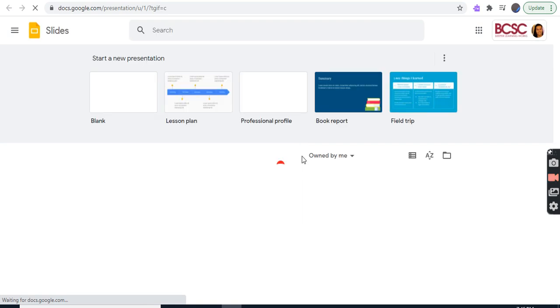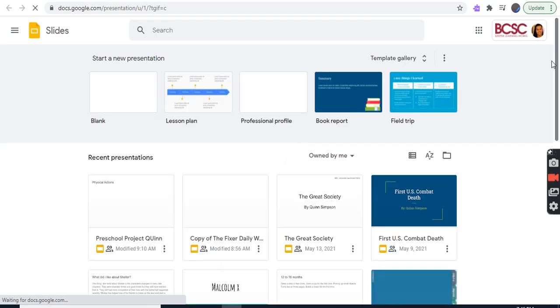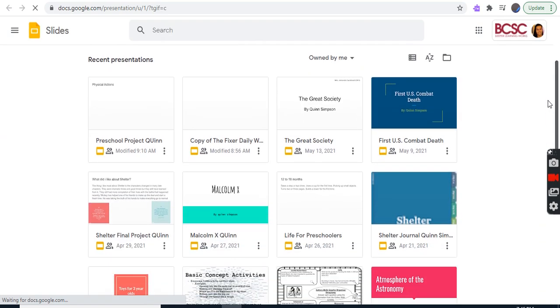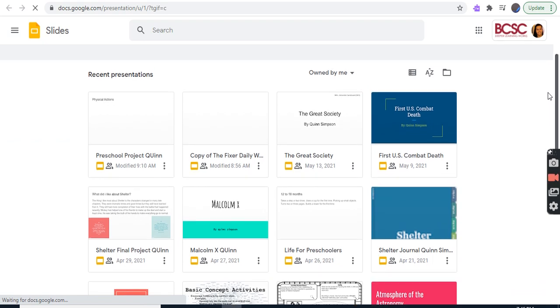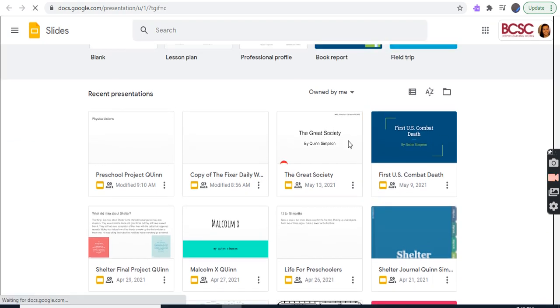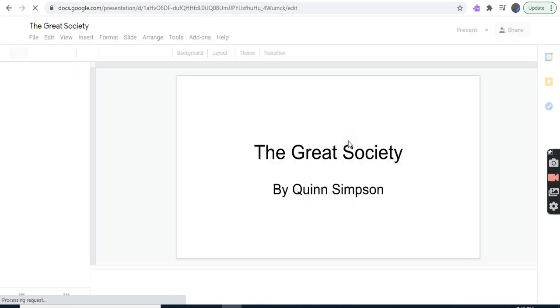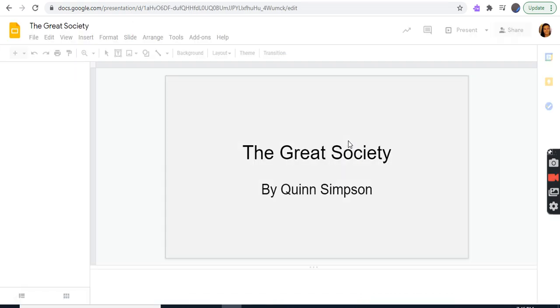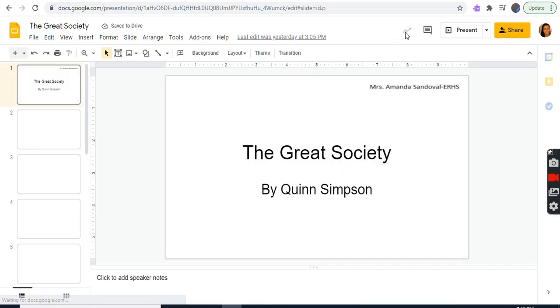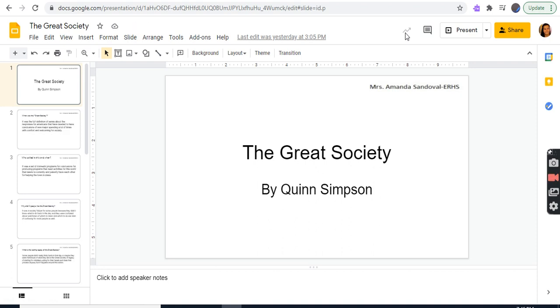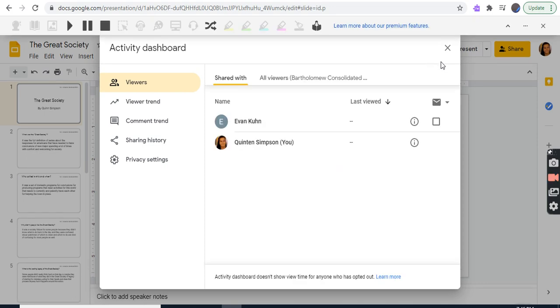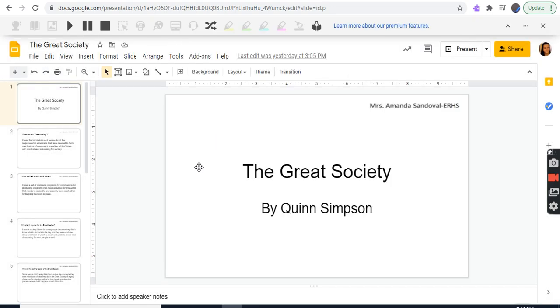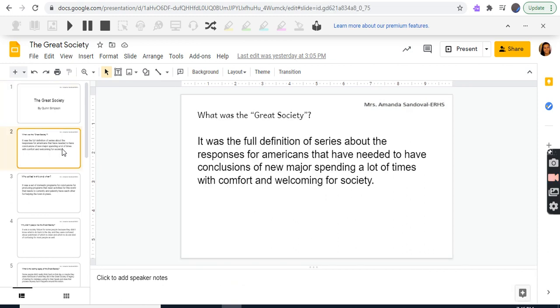I am going to check on Google Slides. I am going to do the Great Society project that we did. Did Mr. Kuhn even read it yet? Oh no, he didn't. The Great Society by Quinn Simpson. I did not have a partner.